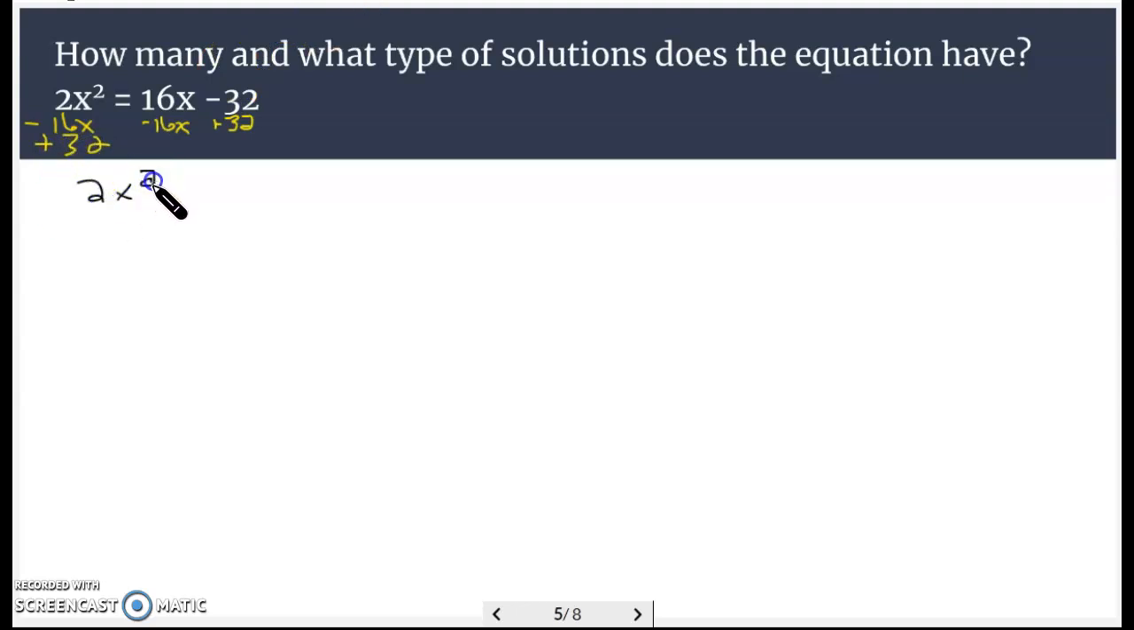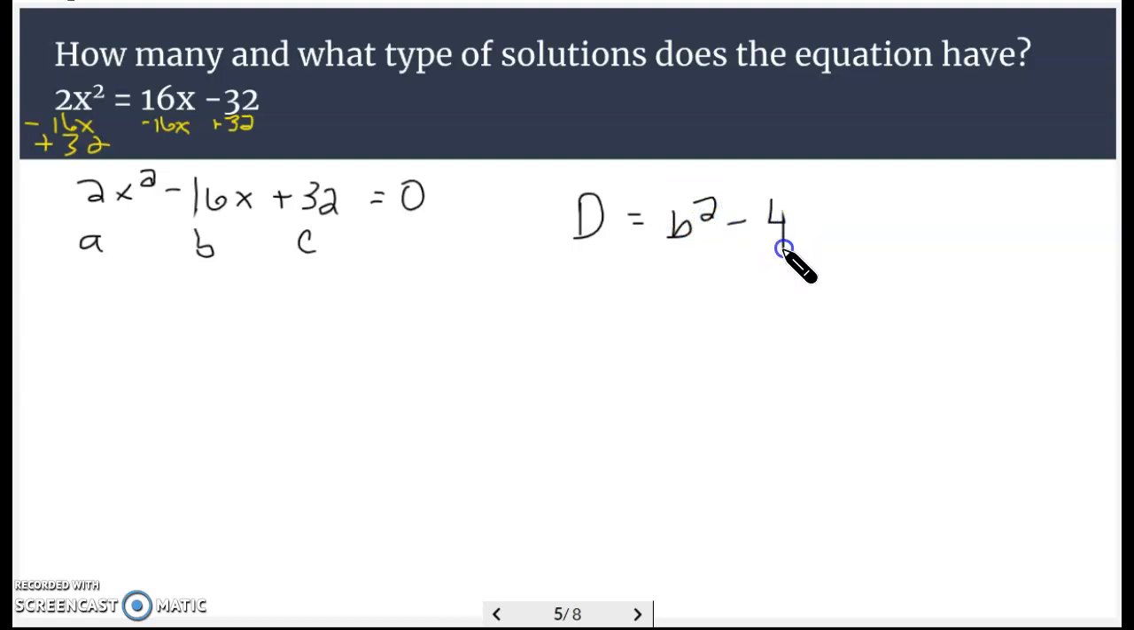2x squared minus 16x plus 32 equals 0. Our A number is 2, our B number is negative 16, and our C number is 32. The discriminant D would be B squared minus 4AC. In this case, negative 16 squared. Notice I put it in parentheses to show that the negative is also getting squared, minus 4 times A times C. The A number is 2, the C number is 32.